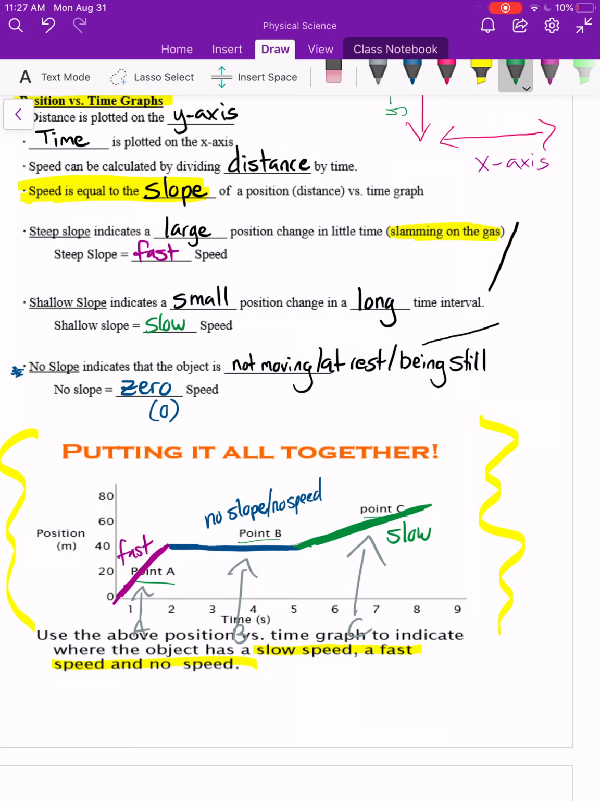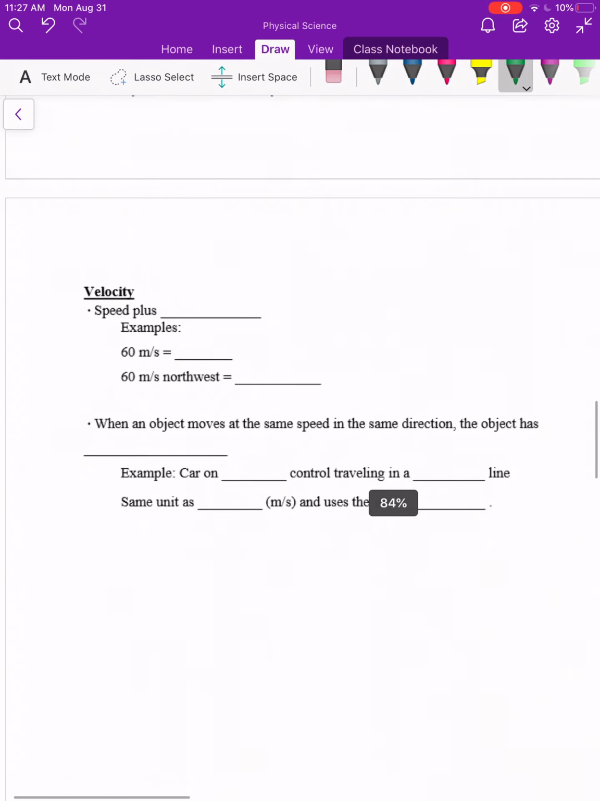All right, so that is it for graphing. Let's talk about velocity just for a couple minutes because we really already covered that last week, and the calculations are going to be very similar. All right, so moving on to velocity.